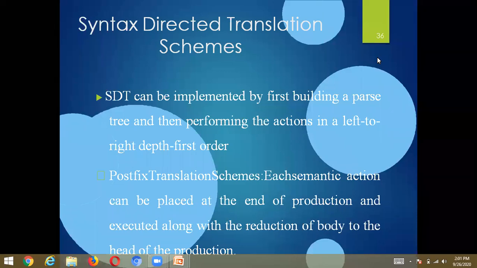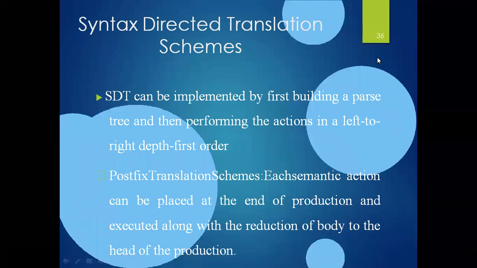While coming to the synthesized attributes, there we used a post order traversal. And in inherited attributes, there we used a pre-order traversal. And while coming to the translation scheme, we are using a depth first order traversal, right? And the translation scheme that we're performing here initially converts the expression from infix to postfix. Then each semantic action can be placed at the end of the production and executed along with the reduction of the body to the head of the production.